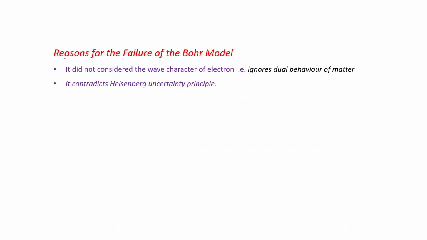We have discussed some shortcomings of the Bohr model. Now, what are the reasons for the failure of the Bohr model? It did not consider the wave character of the electron, that is, it ignores the dual behavior of matter, and it contradicts the Heisenberg uncertainty principle. The Bohr model says that the electron revolves in a definite circular path, but according to the Heisenberg uncertainty principle, we can't predict the exact path. Is that clear? These are some failures of the Bohr model.